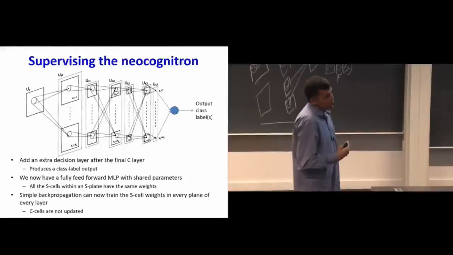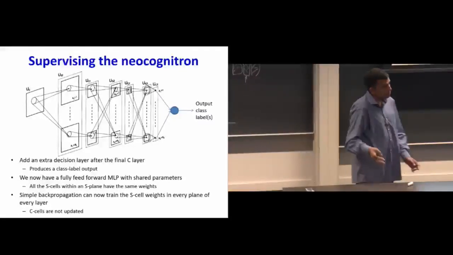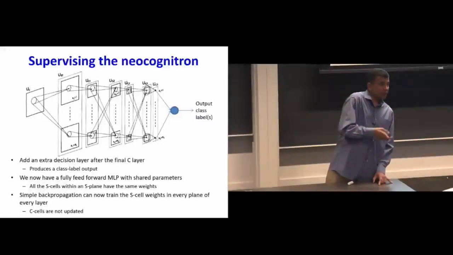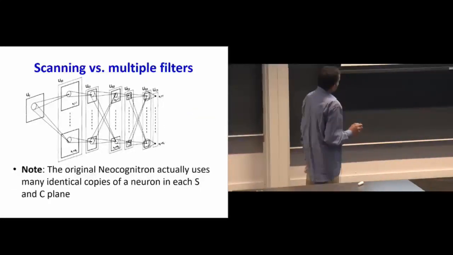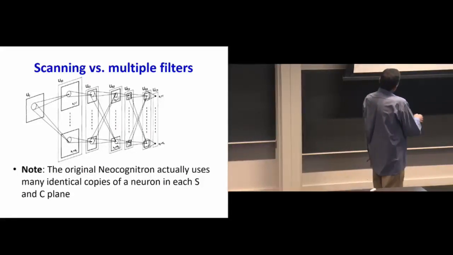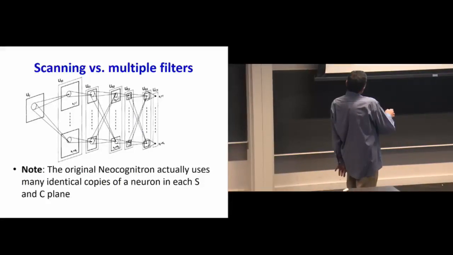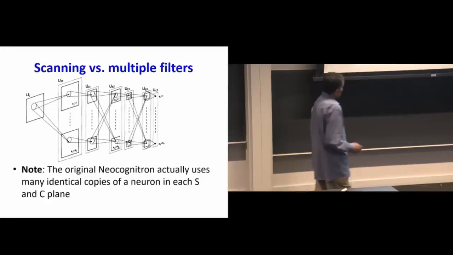There was no computational basis to it. The basis was entirely biological, based on Fukushima's original model, which itself was based on studies of cat vision, right? So again, note that the original neocognitron actually uses many identical copies of a neuron in each S plane. So over here, all of the cells in this plane are going to have exactly the same response. Same thing over here.